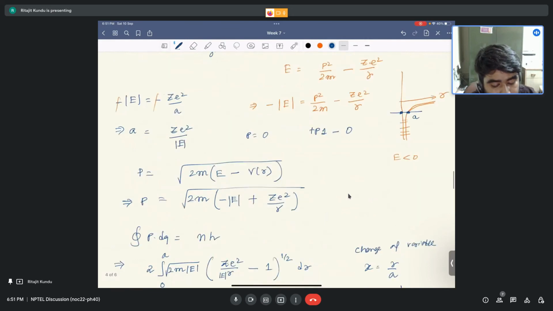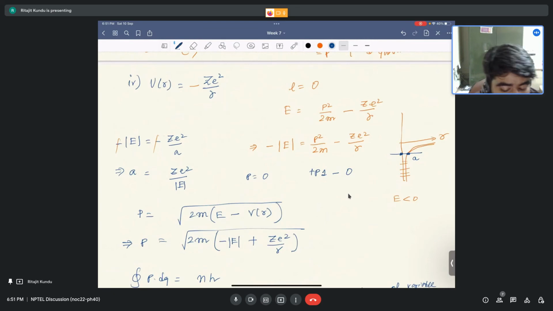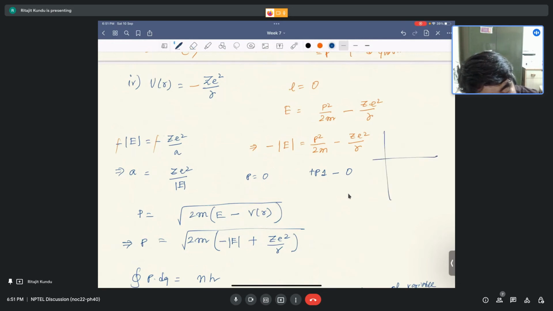Yeah. So I understand what the confusion is. Okay, let me draw it a little more clearly. Here we have a minus 1 by r kind of potential, right? This is my r axis, and this is my minus 1 by r, which is my minus Z square by r. Now this pdq integration is only valid for bound states. For only bound states are these formulas valid.